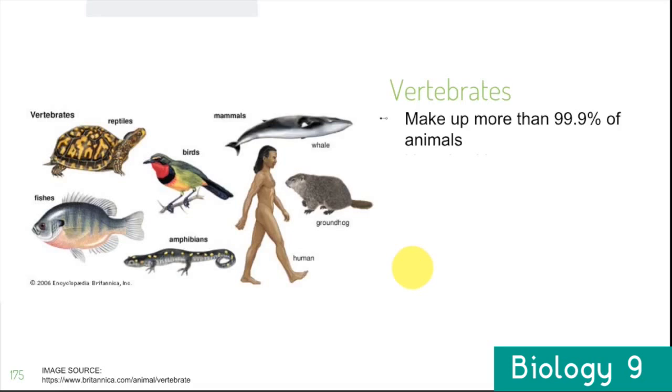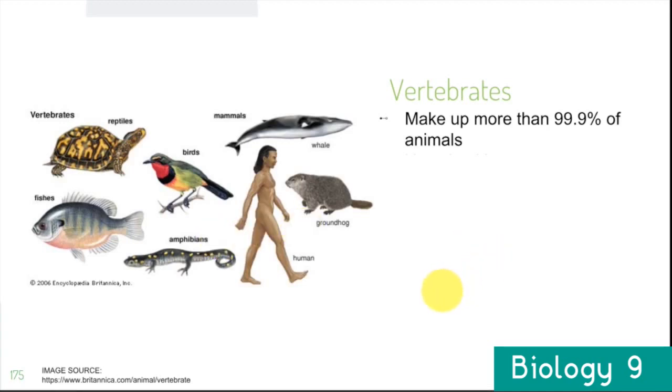vertebrates. Okay, I may have made a little bit of an error here. The invertebrates make up more than 99% of the animals. It's the vertebrates that make up this 0.01%. So when you'd ask someone to name an animal, most likely they're going to be choosing a vertebrate, even though the inverts make up a lot of it.